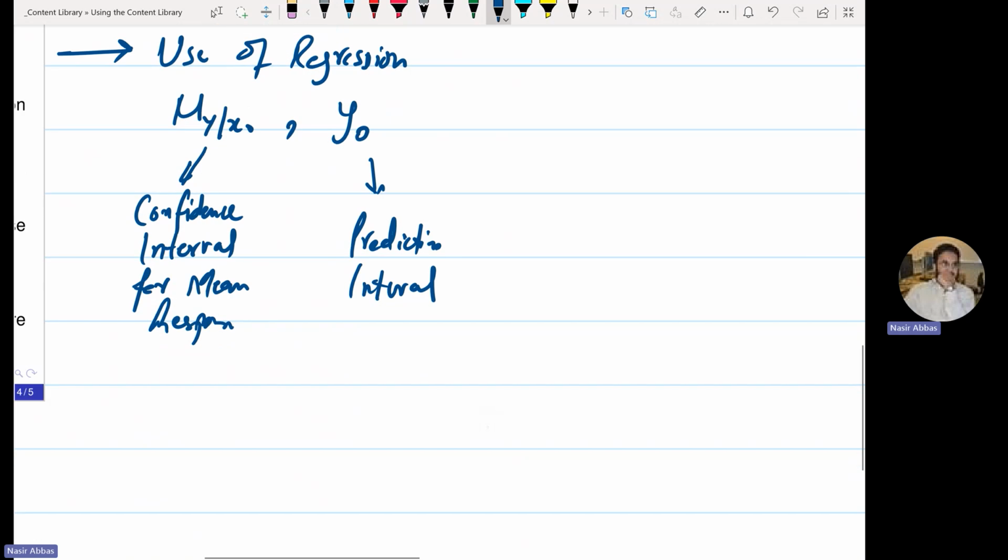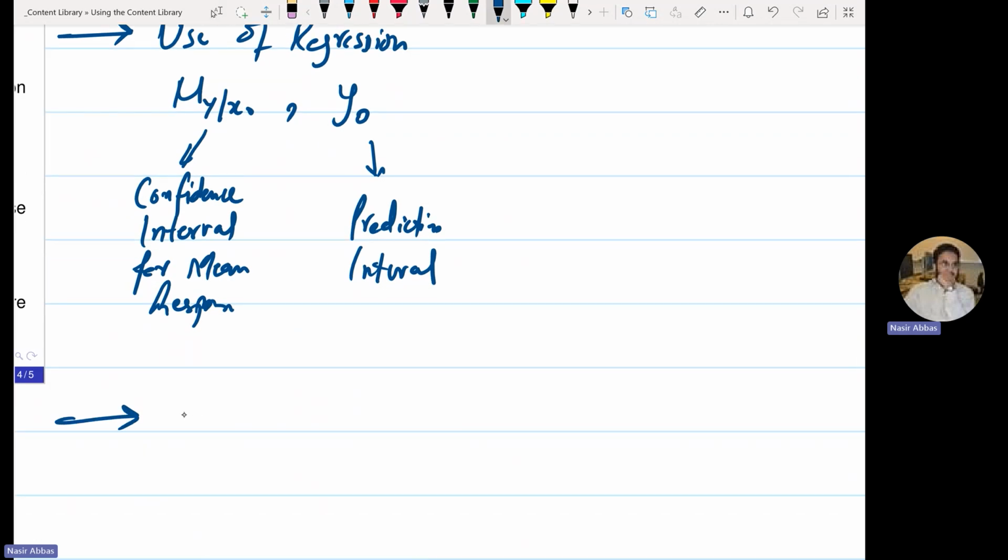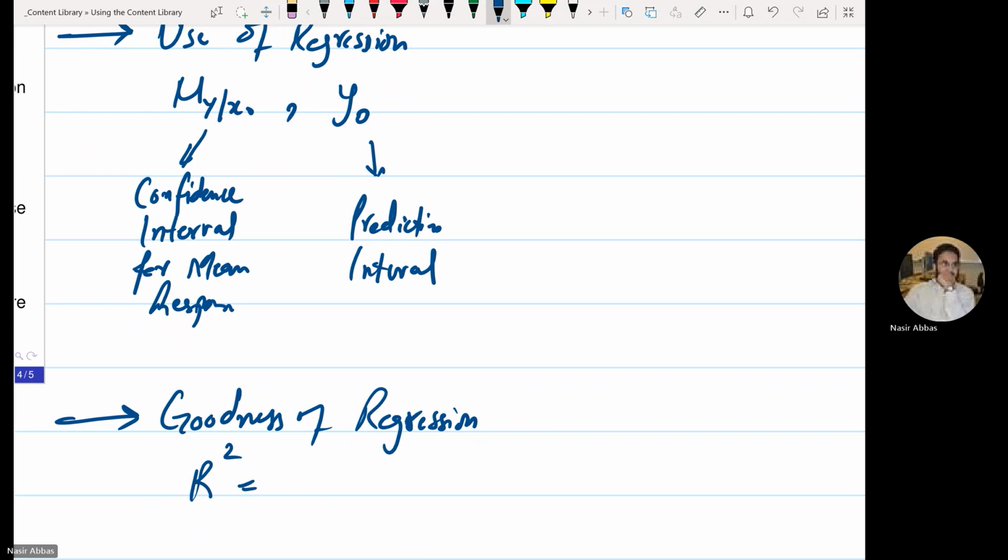Somewhere at the end, you also defined a measure, R square, that tells you how good is the regression. This R square stays between 0 and 1. Higher value means more variation in Y is explained by your regression. Correct? There was a whole chapter 11.